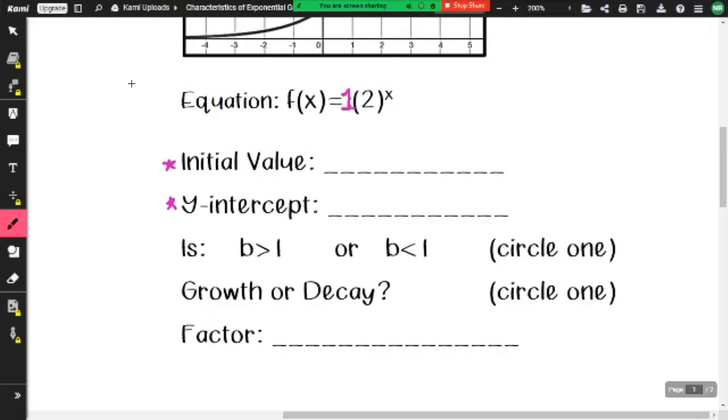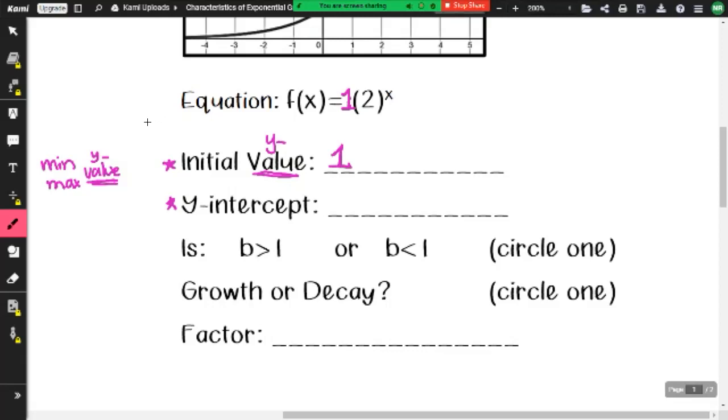Now, pay close attention to the word value. We've seen that word before with quadratics when I would ask you for the minimum value or the maximum value. If I asked you for the value, I was specifically asking for what? The y value, not the y-intercept, but the y value. Because even with minimum and maximum, I was asking for the y value of the vertex, not specifically the y-intercept. So the initial y value is 1. In this one, yes, you can just simply give me the number 1.